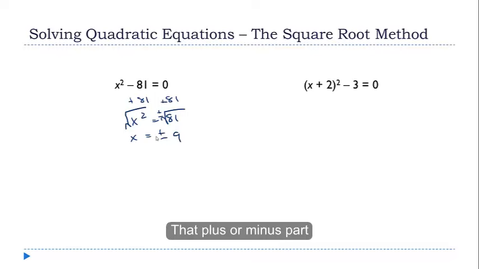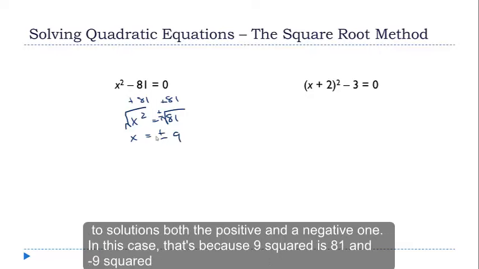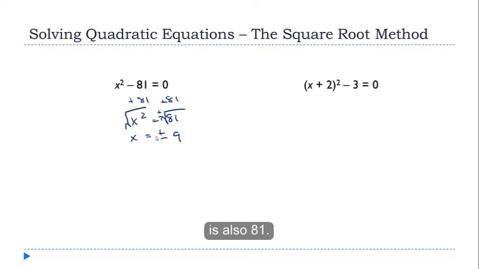Now, that plus or minus part is an important part that's easy to forget. Remember that whenever you take the square root of an equation, you're going to get two solutions, both the positive and a negative one. In this case, that's because 9 squared is 81, and negative 9 squared is also 81.